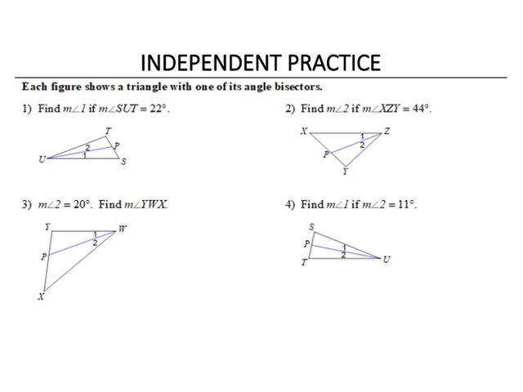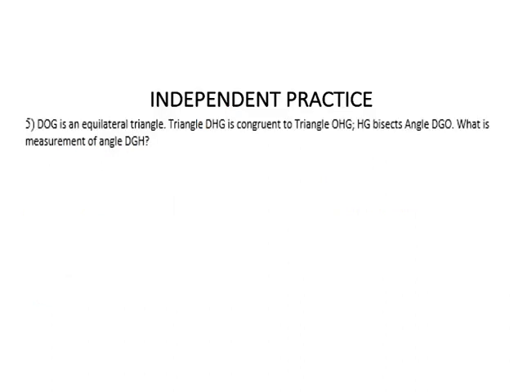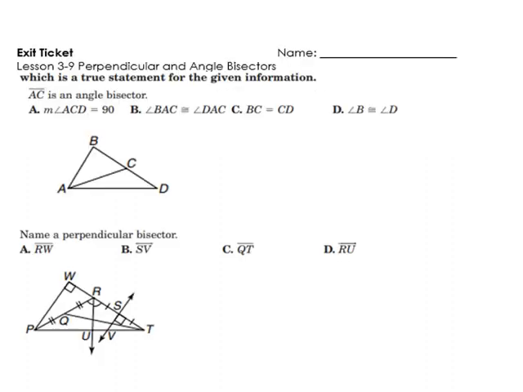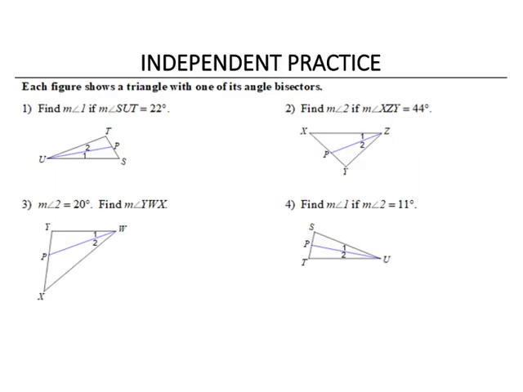Let's go on. Okay, so you're going to work on these independent practices. Number 1, 2, 3, 4, 5, 6, and then an exit ticket. Keep it a little bit short today. So go ahead and look at the first part here. Independent practice. It says each figure shows a triangle with one of its angle bisectors. Find the measure of angle 1 if SUT equals 22.